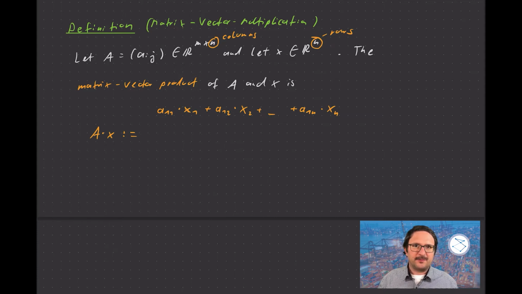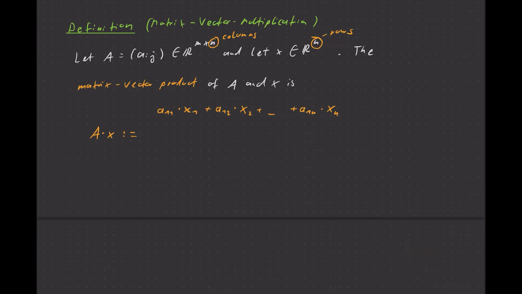And by now you should see why it's important that the number of columns of A and the number of rows of x agree. That's because we need to multiply the columns of A, or the components of that row vector, with the components of the x vector. So of course we need to have an agreement in the number of those components.